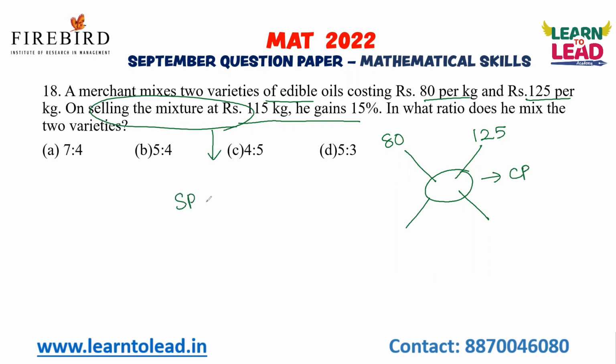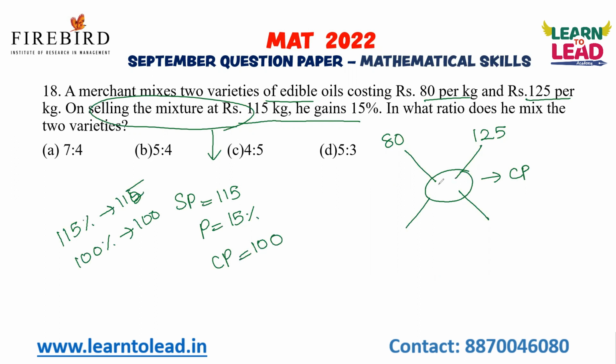If the selling price of the mixture is 115 rupees per kilogram and the profit is 15 percentage, find the cost price. See, 115 percentage is 115. Can you tell me what is 100 percentage? It is nothing but 100. So the cost price of the mixture is 100. Now just write 125 minus 100. Here it will come 100 minus 80. So 25 is to 20. You'll get 5 is to 4 as your answer.